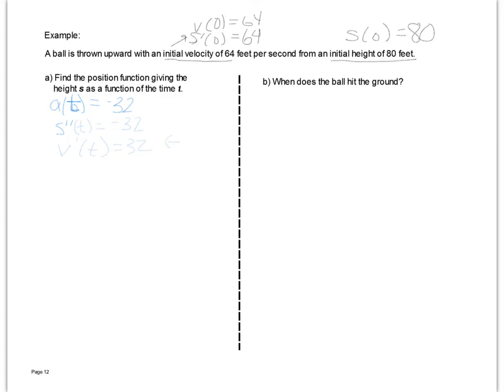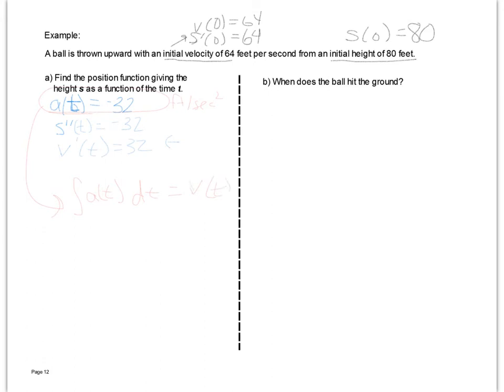So, if I want to solve this problem, I need to use antiderivatives to get backwards to position. So I'm going to start with what I know. I know that the acceleration is always negative 32 feet per second squared. I'm going to write that in. So if I want to go backwards and find velocity, I have to take the antiderivative of acceleration. Because if I take the antiderivative of acceleration, go backwards, I can find my velocity.